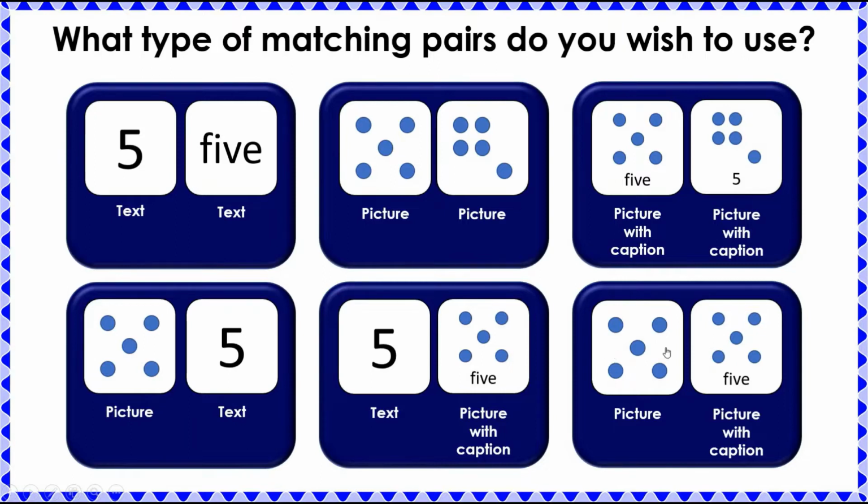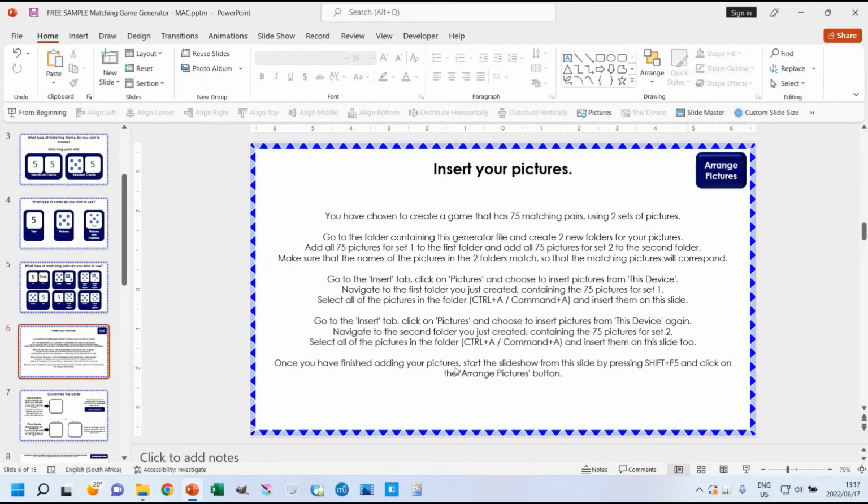Okay, so in this example, I'm going to be using this picture with a caption as my example for you. So I'm going to go and click on there. And now you can see it brings up the slide over here, which gives you some information about what you need to do next. So if you just read through it, it says you have chosen to create a game that has 75 matching pairs. That's based on the number that I filled in that block over there, using 2 sets of pictures because I chose picture and picture with a caption.